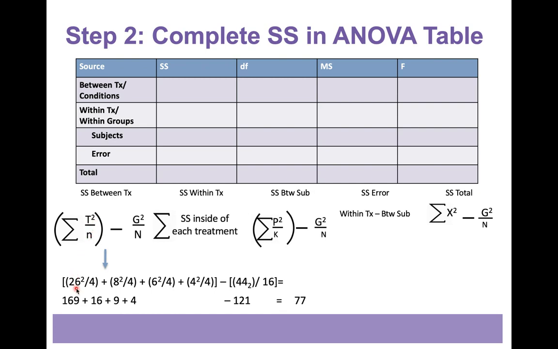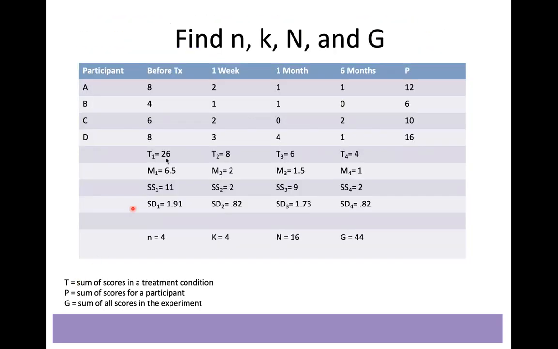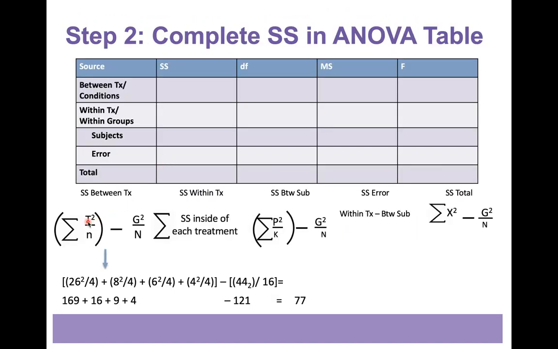So 26 was T1. So we take T1, 26 squared, and we divide by 4. That gives us 169. Then we take our second T, which was 8. We say 8 squared, then we divide by 4, and it gives us 16. Then we take T3, which was 6, squared, then we divide by 4 to get 9. And then our final T, 4 squared, divided by 4 to get 4.